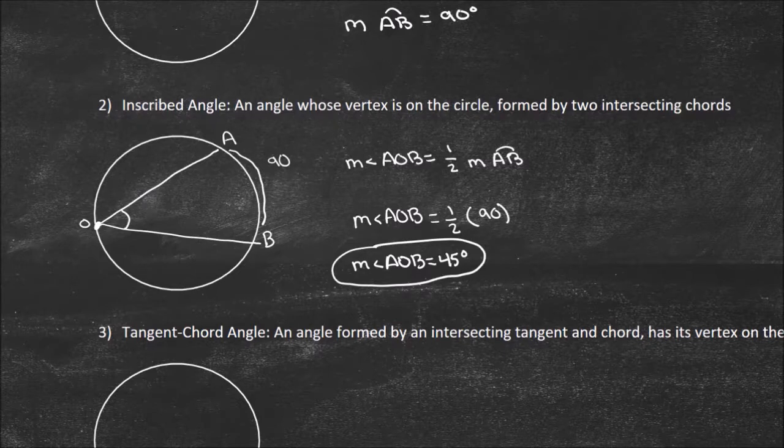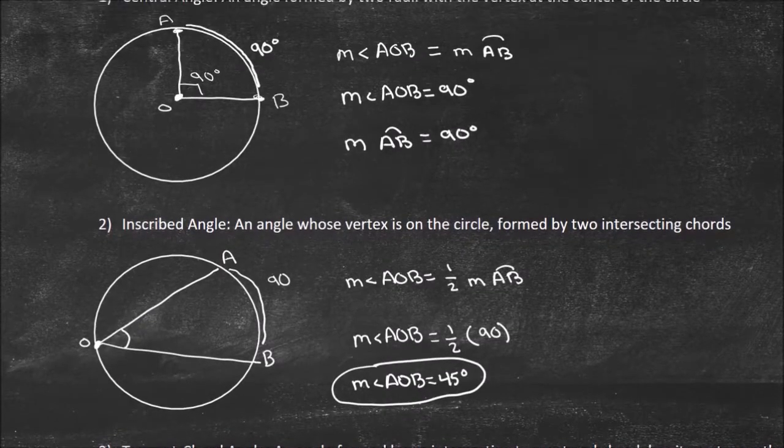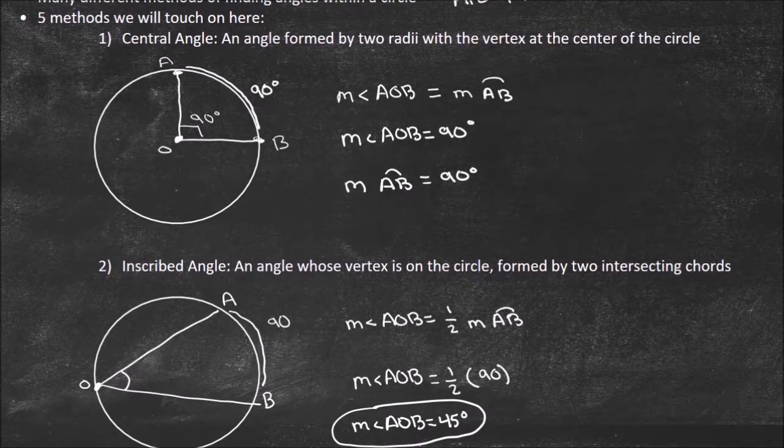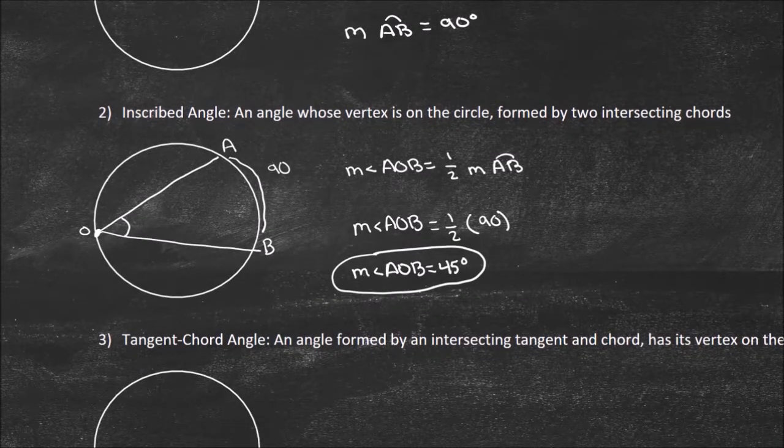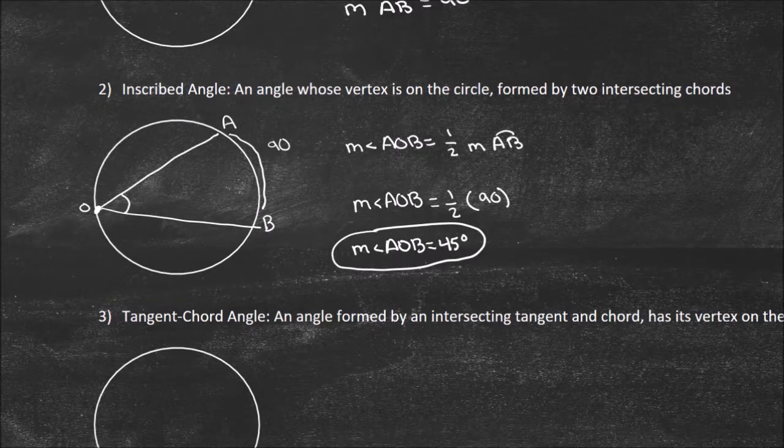So it's half the length of the outside. Notice the difference between these two. If our vertex is in the middle of the circle, then it's going to be the same as the arc length. But if our vertex is on the edge of the circle, it's going to be half of our arc length. That's really the difference between those two.